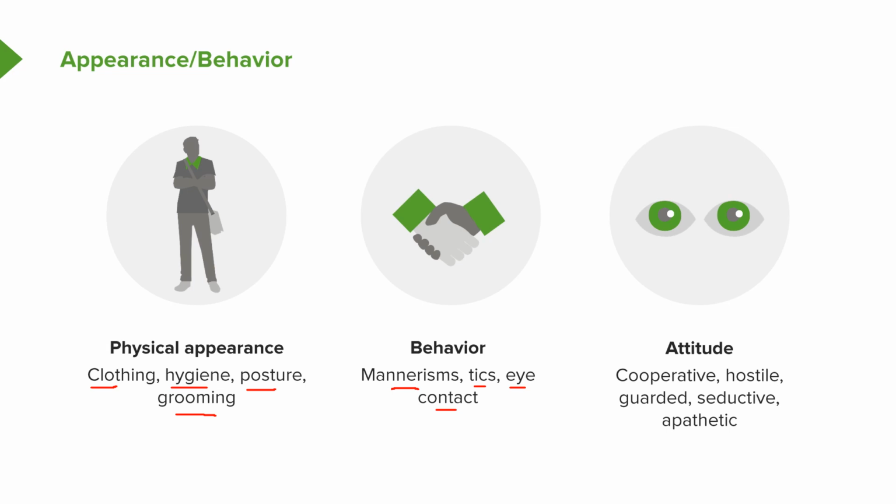So aside from the physical appearance and the behavior, you also want to take a look at their attitude. No? Are they cooperative? Are they hostile? Are they guarded, seductive, apathetic, etc.? So you want to take note of this information. So are they engaged or excited, or are they apathetic, or they look like they don't want to be there with you? So you have to take note of these elements.